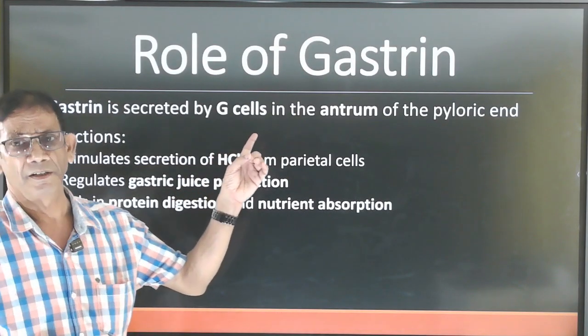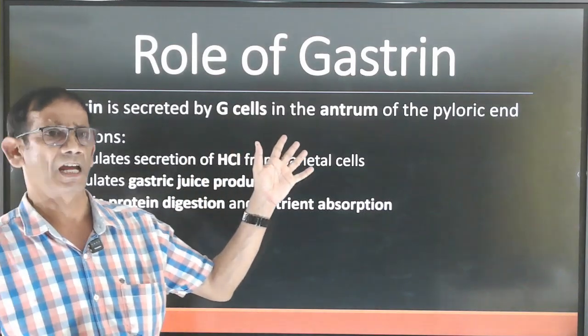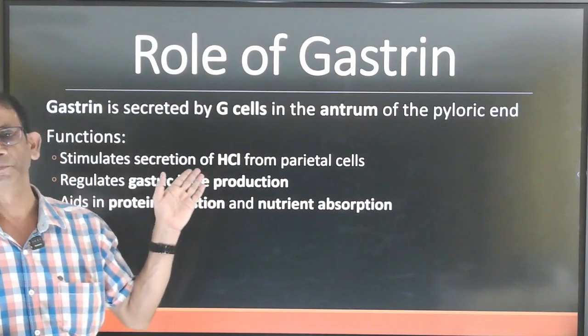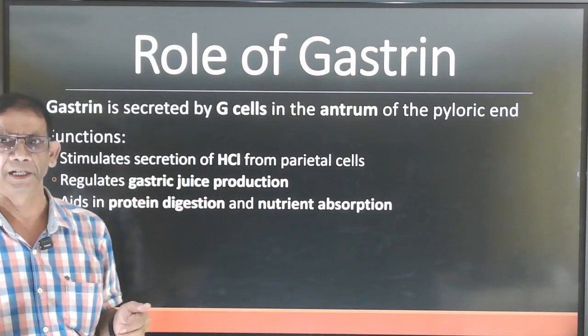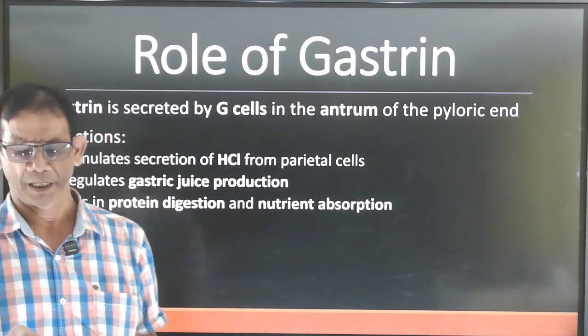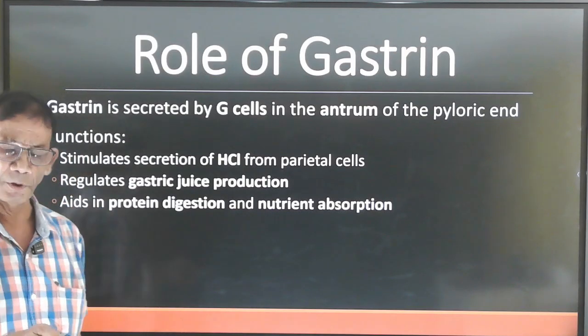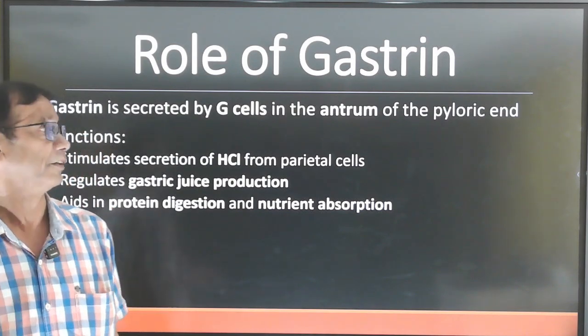So gastrin, what is gastrin? G cells secrete gastrin, and gastrin is a type of hormone which stimulates the parietal cells to secrete HCl, also regulates the digestion, helps in the digestion by the secretion of gastric juice, and also helps in the protein digestion and absorption of the nutrients.